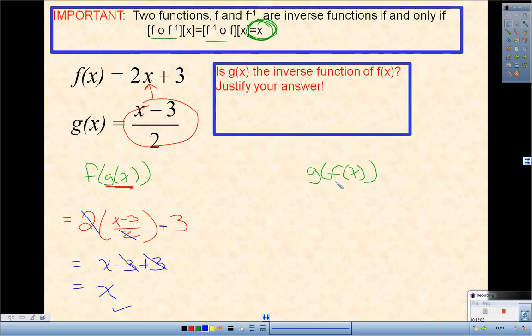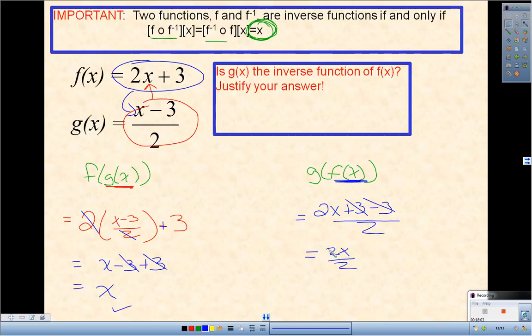So let's do that one also. So this time I'm going to start with f, and I'm going to plug it into my g function. So I'm going to have 2x plus 3 minus 3 over 2. I notice that the positive 3 and the negative 3 cancel to 0, so that leaves me 2x over 2, and then 2x divided by 2 leaves me x.